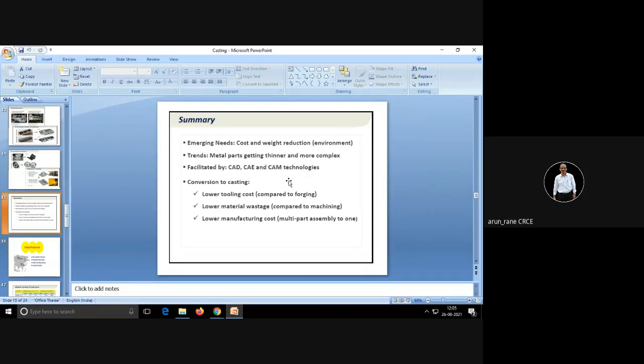Plus, there is a technological growth in software like CAD, computer-aided design, then CAE, that is computer-aided engineering, and computer-aided manufacturing, that is CAM. Remember, CAM is for computer-aided manufacturing, and CAD is for computer-aided designing.